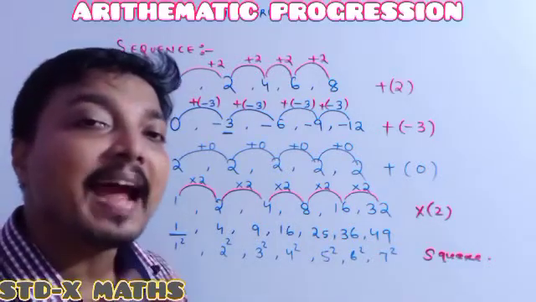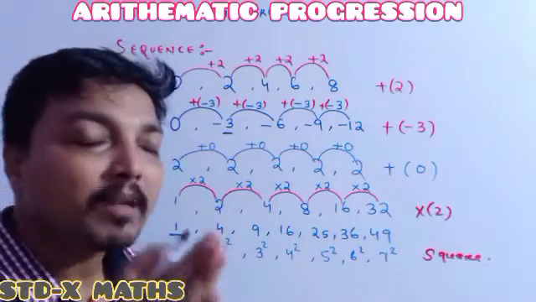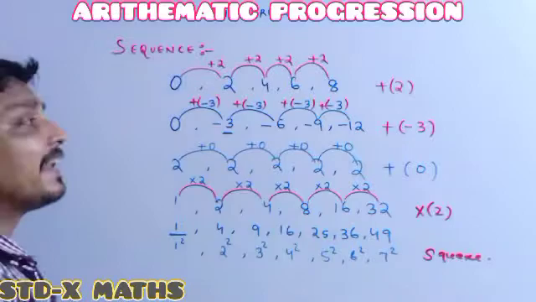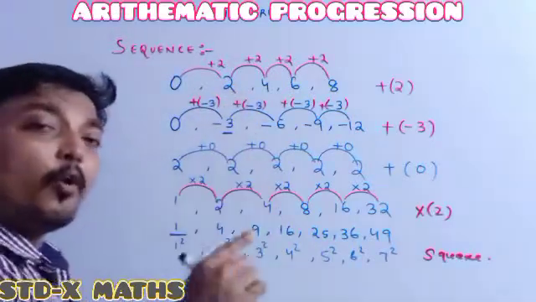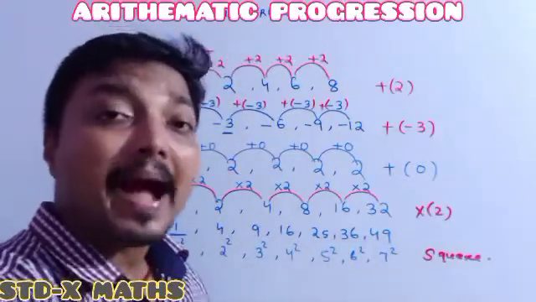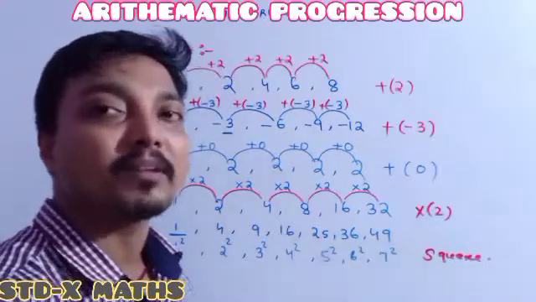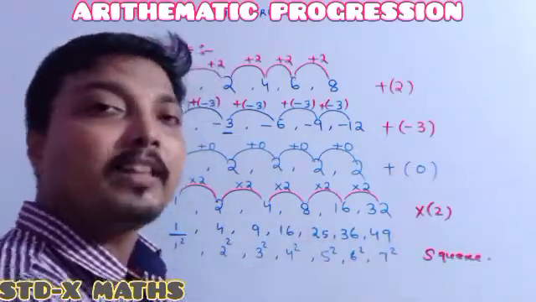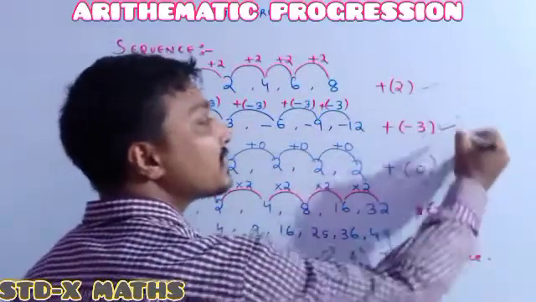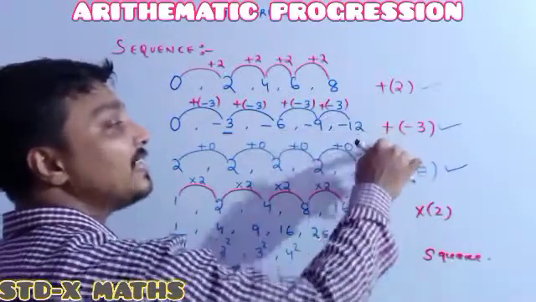Arithmetic progression is that sequence where each term except the first term can be obtained by adding a fixed number to the previous term. See, here added with a fixed number, here added with a fixed number, here added with a fixed number. The operation is addition, addition, addition.